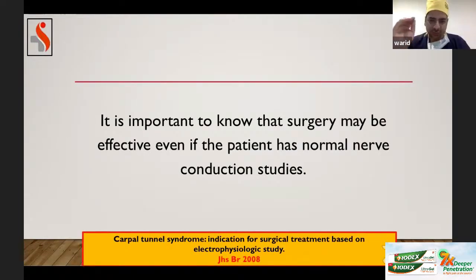So it is important to know that surgery may be effective even if the patient has normal nerve conduction studies. This was studied way back in 2008 in the Journal of Hand Surgery, British volume, a very good article which suggests that even if nerve conduction is absolutely normal, sometimes you can see patients who have clinically very bad pain. However, it's not picked up by the EDS, and you can consider surgery. So that's why in the initial part of my talk, I said that it's always clinical and it's not necessary that you should have changes in the electrodiagnostic studies.